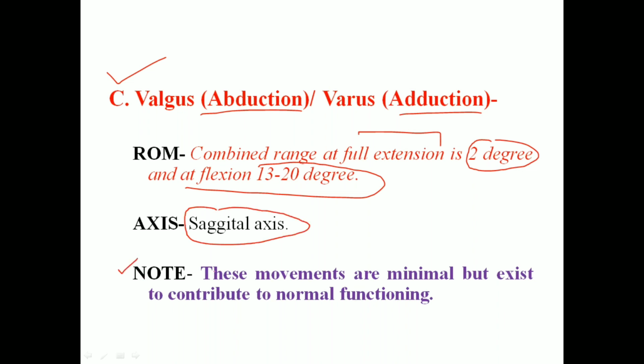And one note point, these movements are minimal but exist to contribute to normal functioning. By naked eye these movements are not visible and they are minimal, but they are very important to contribute to the normal functioning of flexion and extension. This we will discuss, which is known as coupled motion, in the coming part, that is part 3. So stay tuned for my part 3 where I will be explaining about the coupled motion, also known as screw home mechanism or locking and unlocking of the knee joint.